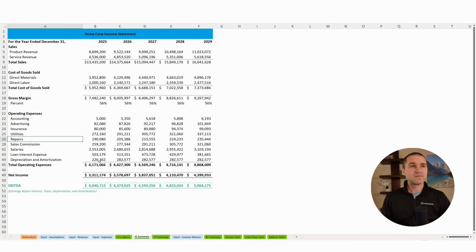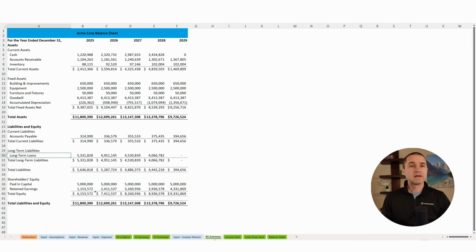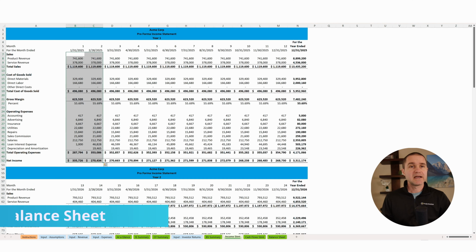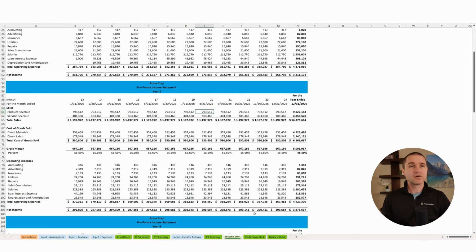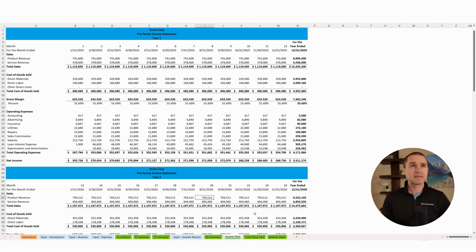You're also going to get a 5-year income statement summary, a 5-year cash flow summary, a 5-year balance sheet, and then the income statement, cash flow, and balance sheet all broken down by month for each of the 5 years.